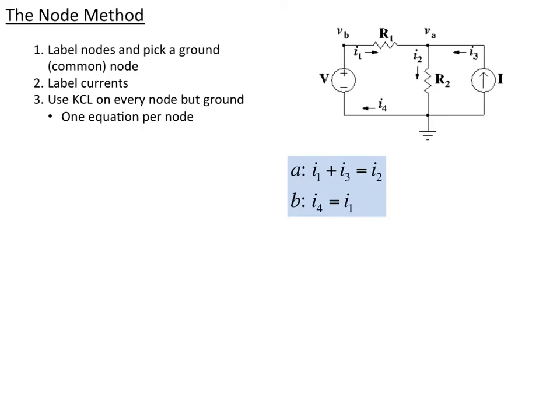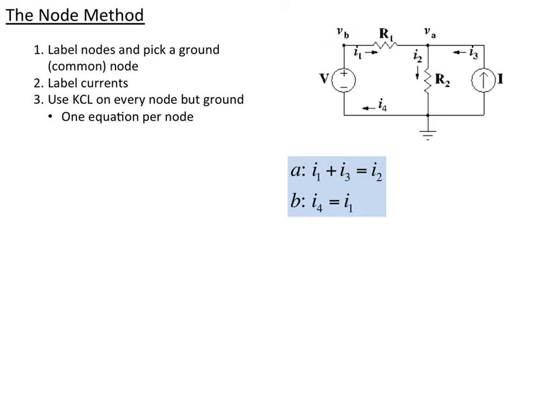Now at each node I can apply Kirchhoff's current law and say that all the currents flowing in have to equal all the currents flowing out. I'll have one equation for each node, except that I don't need to worry about the ground node because those currents are all accounted for somewhere else. So at VA I have I1 flowing in, I2 flowing out, I3 flowing in. The ones flowing in, I1 and I3, have to equal the current flowing out, I2.